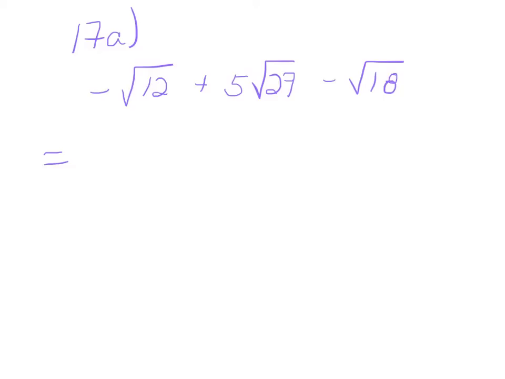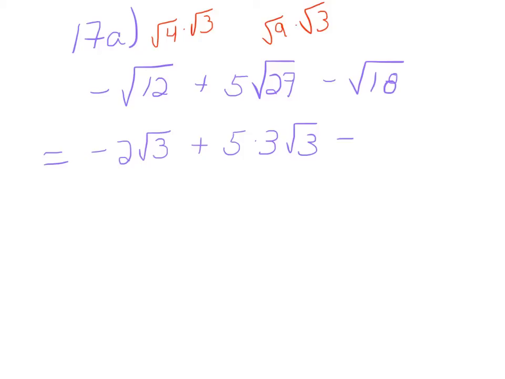So we see square root of negative 12. Hopefully you're seeing that as the square root of 4 times the square root of 3. So we're going to simplify that to just negative 2 square root of 3. And similarly, 27, right, is square root of 9 times the square root of 3. So we can switch that up to 5 times 3 times the square root of 3. And then similarly here, 3 times square root of 2.